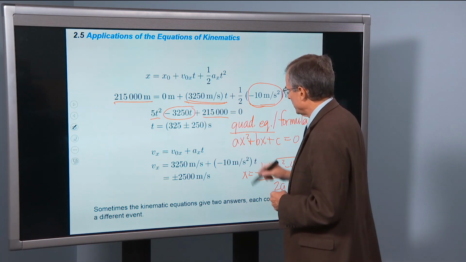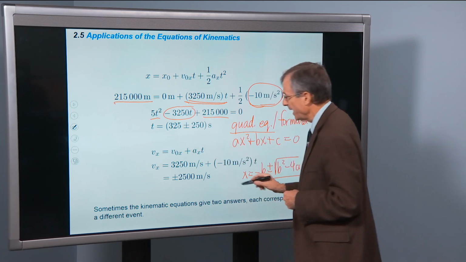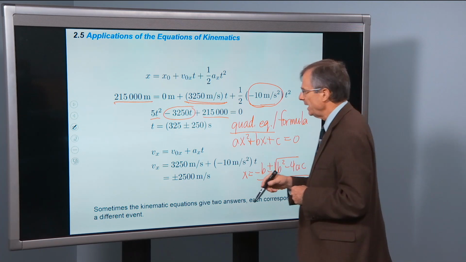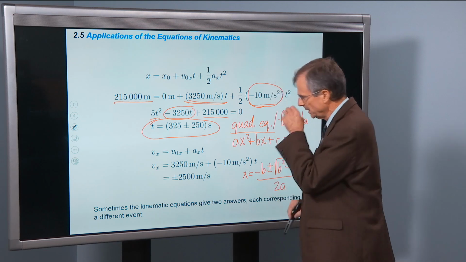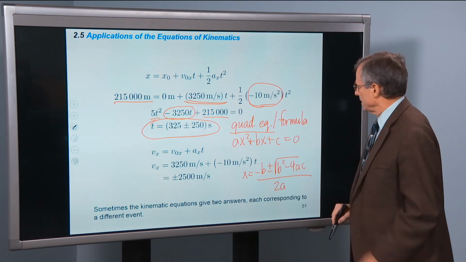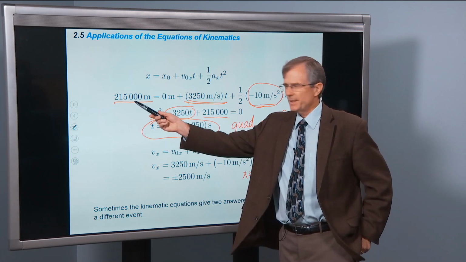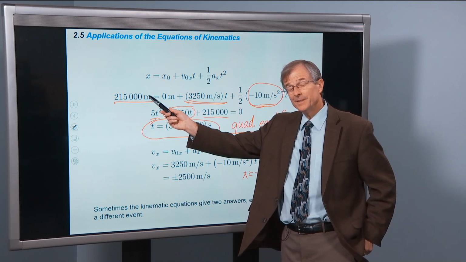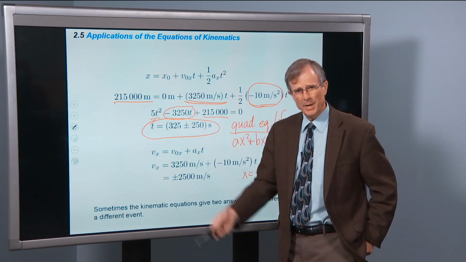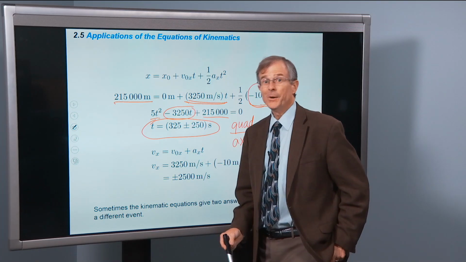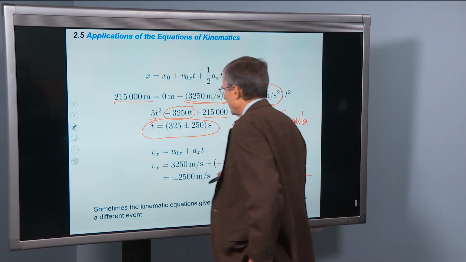Plugging these numbers a, b, and c into this equation gives not x, but t. And we get two different values of t because of this plus or minus here. That says there are two different times when the spacecraft hits the 215,000 meter mark, or the 215 kilometer mark. That's kind of embarrassing, isn't it? And I say, no, it's illuminating. It's awesome. Let's see what these two values are.